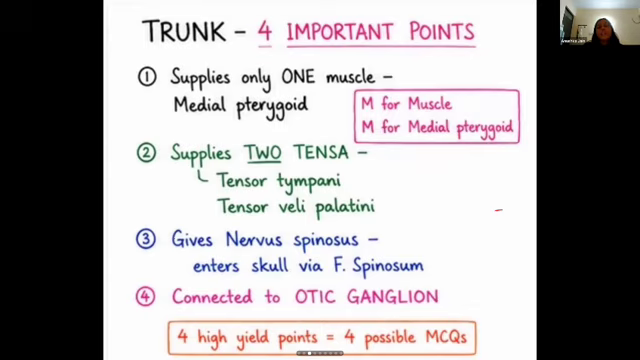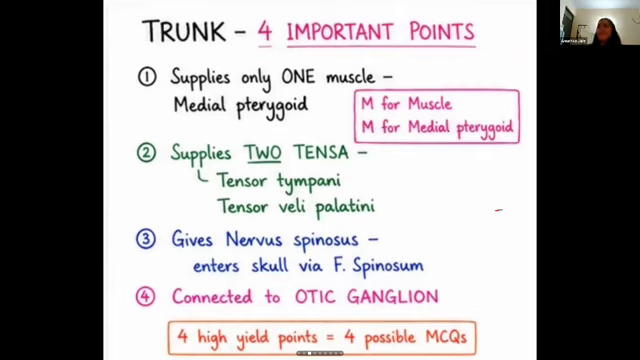If I'm going fast, then you guys can tell me, I will slow down my speed. Third point is it gives nervus spinosus, which enters the skull via foramen spinosum. Last but not least, it is connected to the otic ganglion. So these are four high-yield points that give rise to four possible MCQs for your NEET exam, and it is very important, my dear friends. Now let's move towards the anterior division.